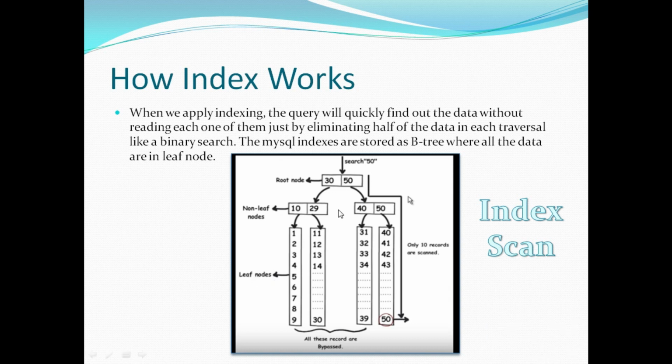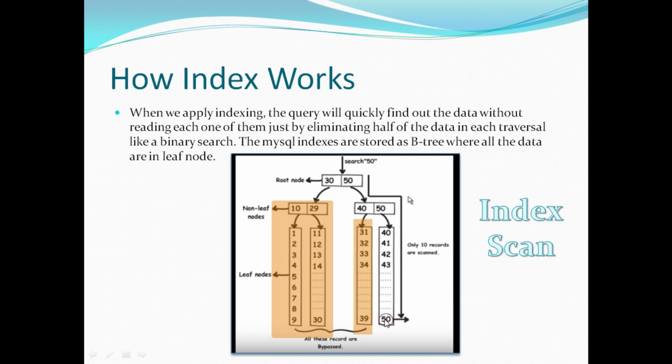To search for 50, the root node contains two things, 50 and 30. Now 50 is greater, not less than 30, so it eliminates all these steps and, as 50 is greater than or equal to 50, it goes to this block. Now in the non-leaf node it is divided into 40 and 50. As 50 is greater than or equal to 50, it eliminates all these lines and goes to this one, and now it will just sort through some elements until it reaches the 50.